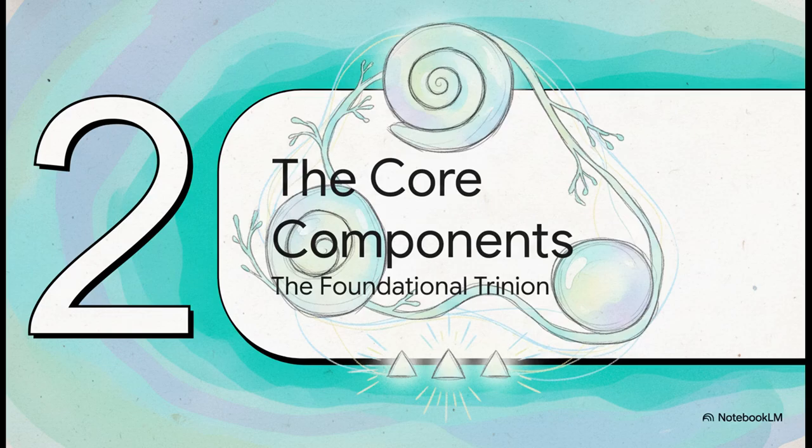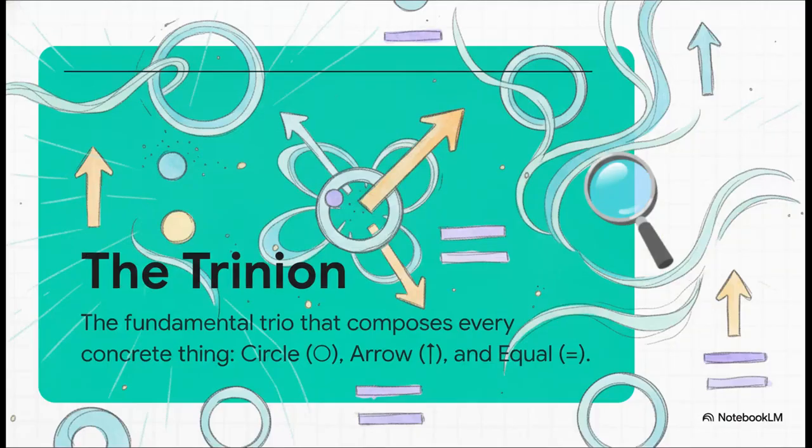Okay, so right at the very heart of the uni-info theory, you'll find this really simple but incredibly powerful trio of concepts. This core trio has a name. It's called the trinion. And the big idea here is that every single concrete thing is made up of a combination of these three symbolic parts. You've got the circle, which is its form, the arrow, which is its content, or the change it's going through, and the equal sign, which represents the law that holds them all together.